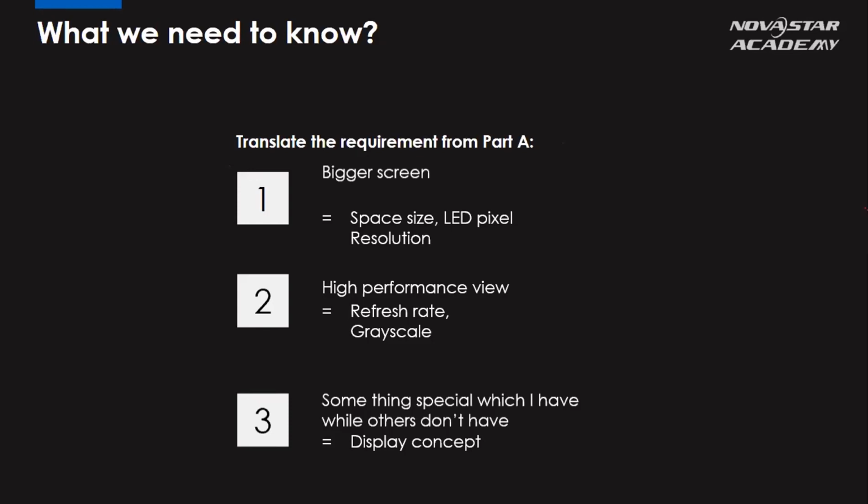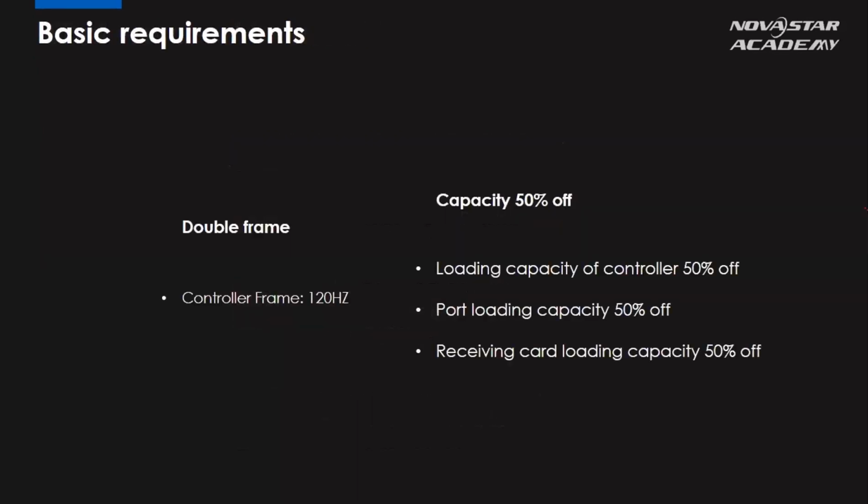So let's see what we need if we want to go the 3D solution way to make our screen different. The basic requirement for the 3D solution we can divide into two parts. First is the 3D video source. We have a requirement for the 3D video source: it's double frame, which means 120 Hertz. As we all know, for normal 2D video, most of the time it's 60 Hertz, but for 3D, 120 Hertz is required.